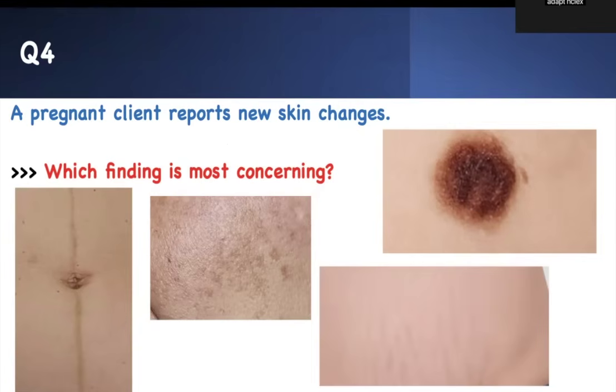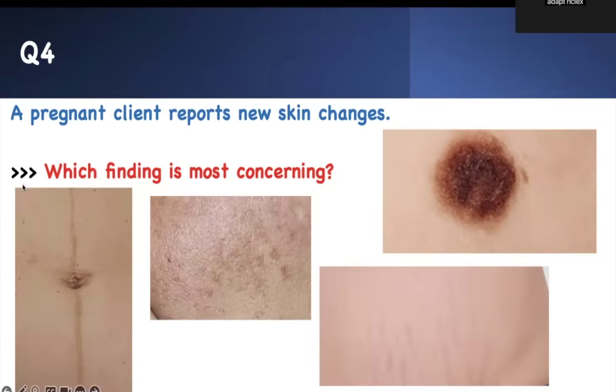New skin changes, which finding is most concerning? What do you think this is? What do you think this one is? As you can see, common sense should tell you, look, there's one that looks ugly and there's one that looks like normal skin changes, right?